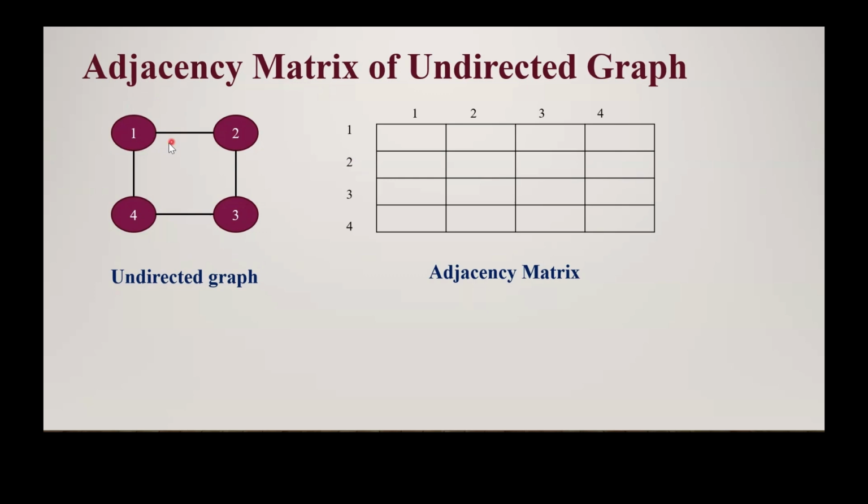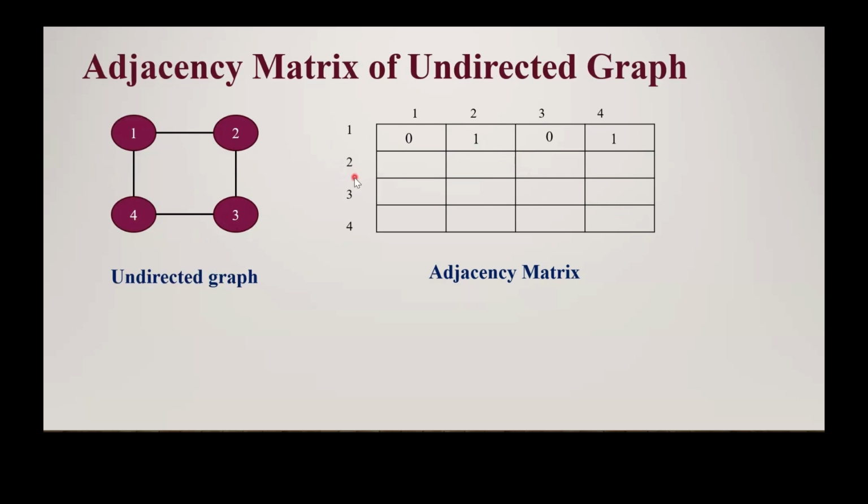From 1 to 1, is there any edge, any loop? No loop, so this value should be 0. Then 1 to 2. This is the vertex i, this is the vertex j. Is there any link from node 1 to node 2? Yes, it is present, so its value should be 1, and we store the value 1. Then 1 to 3. There is no link, so the value is 0. Then from vertex 1 to vertex 4, yes, there is a link. If there is a link, we put the value equal to 1.